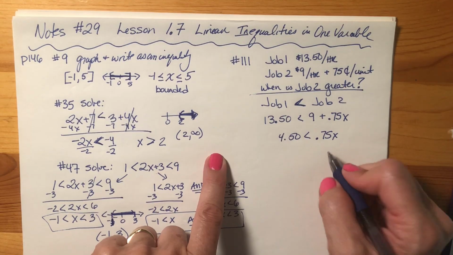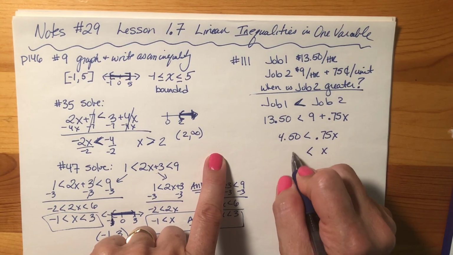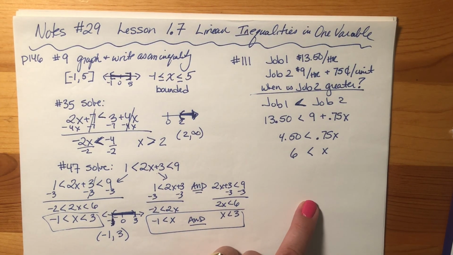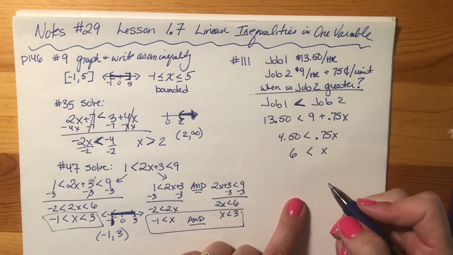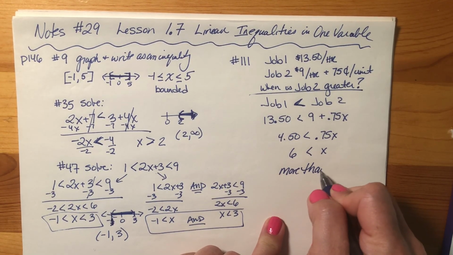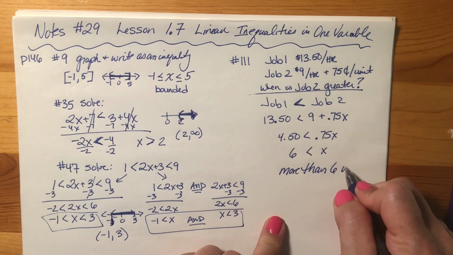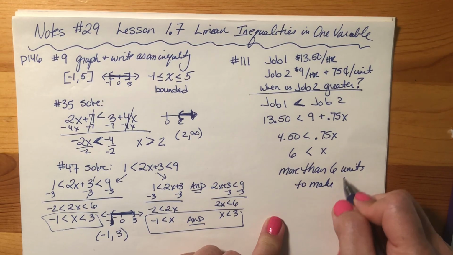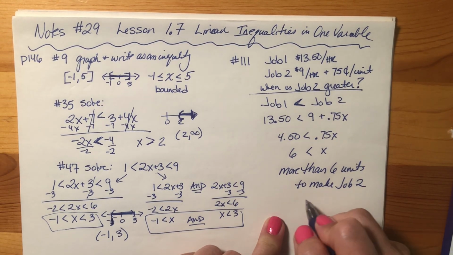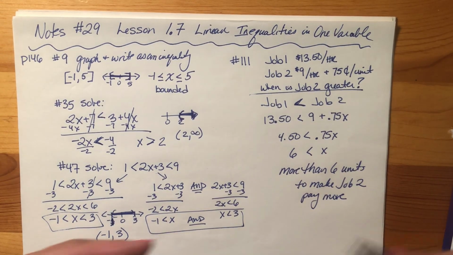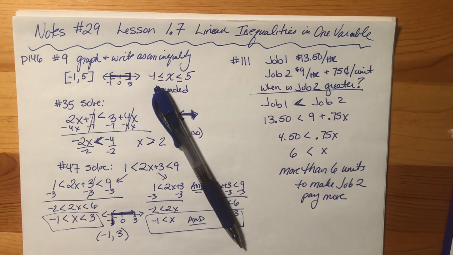Divide both sides by 0.75. x has got to be greater than 6. All right, so I guess we're thinking about how many are we producing, right? How many of these items, whatever you're talking about, were those units? So I would have to say produce more than 6 units to make job 2 pay more. Okay. It's like you're getting a commission for how much you're going to make.